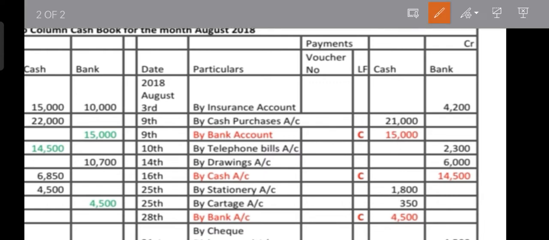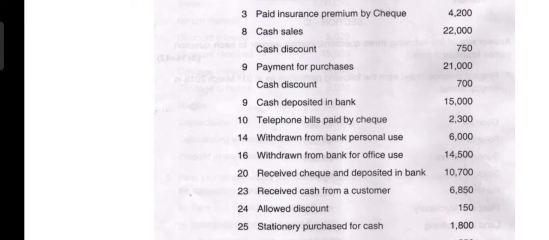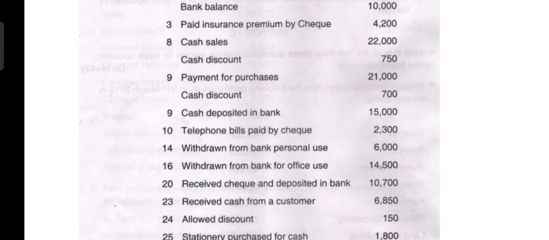We are paying this in the form of cash, that's why we are recording this in the cash column. This is in connection with the transaction which happened on the 9th. Now let us see the next one, that is cash deposited in bank.